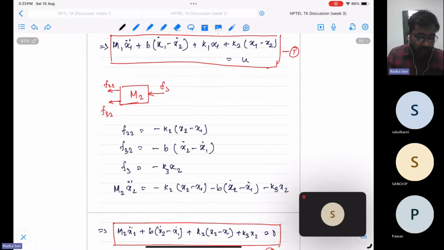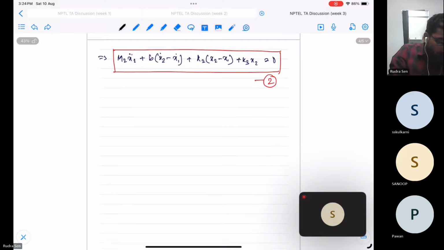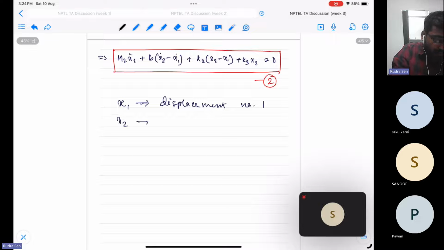Okay, I have gotten the dynamics equation of the two bodies, two mass bodies, M1 and M2. And since we have two different displacements, this is displacement number 1, and this is displacement number 2. There are two bodies, so obviously we know that there will be four states, which are x1.